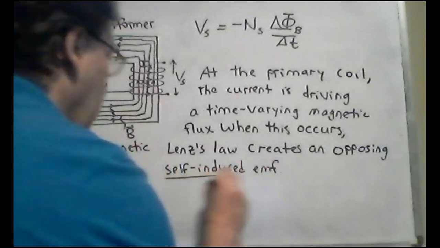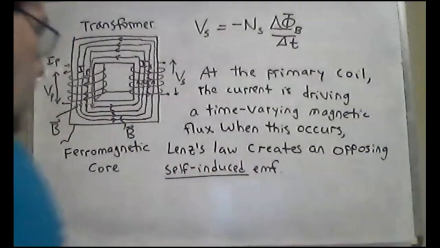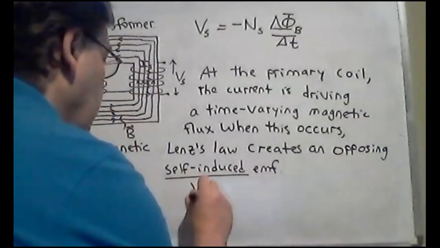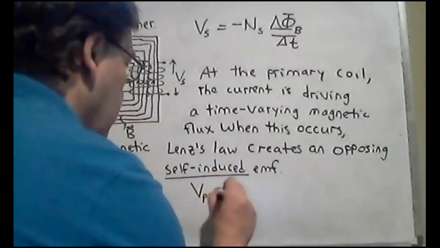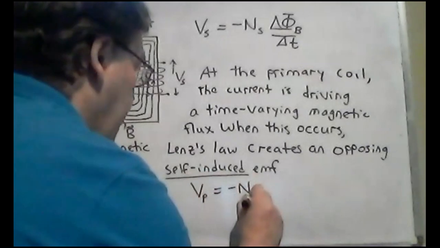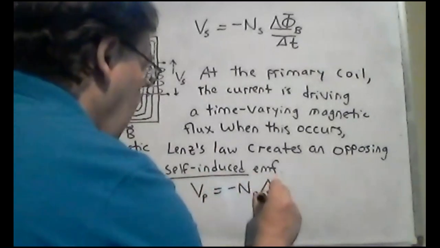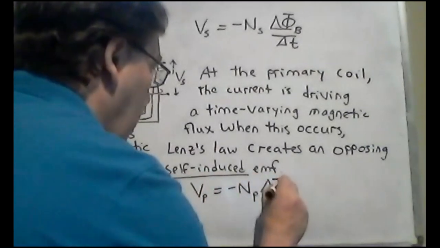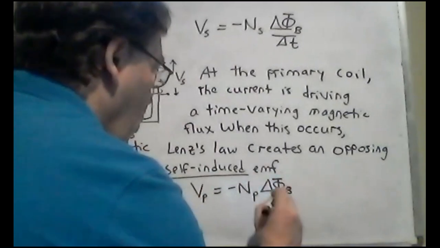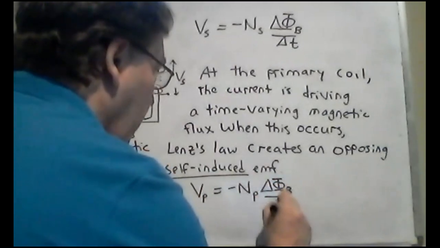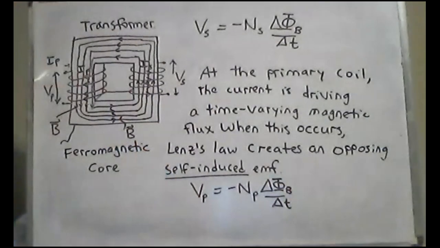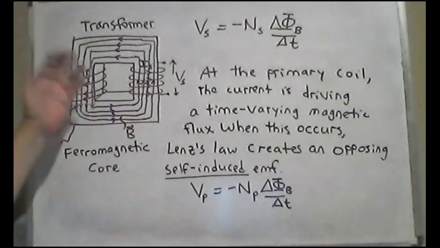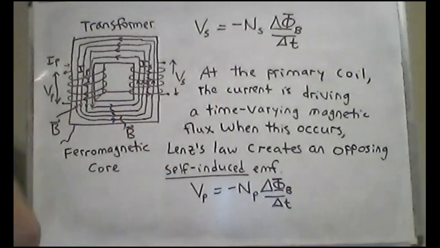Okay, so a little different reason. Turns out that EMF will be given as V at the primary is negative N sub P times that same delta phi sub B with respect to T. So again, the current at the primary is driving this whole process.